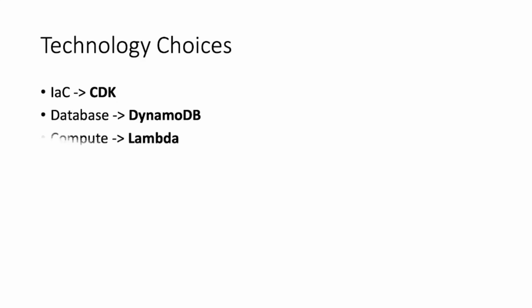So let's quickly go over some details of what we are trying to build here, and then we will just dive right into the CDK code and the application code. So first, the technology choices that we are making for our application. For IaC, as I mentioned, we're going to use CDK. For database, we are going to use DynamoDB, which is AWS managed NoSQL service. For compute, we are going to use Lambda, no surprises there. And for authorization, we are going to use Cognito user pools.